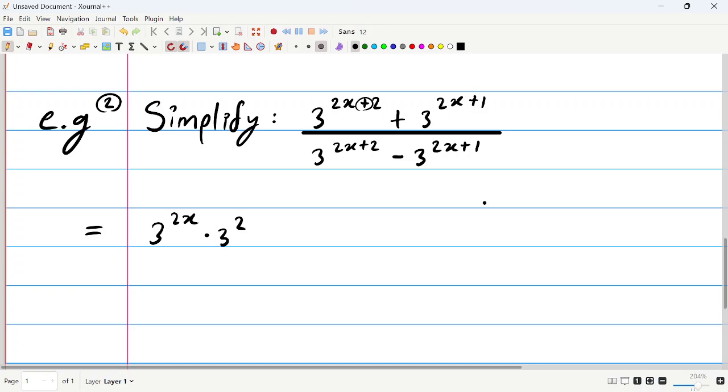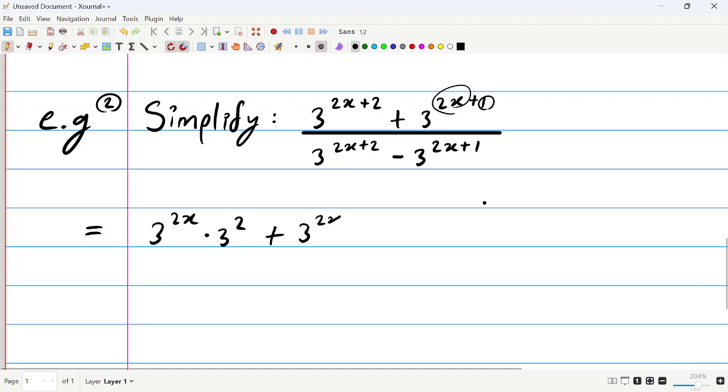If we had a minus sign, we would say 3 to the power of 2x divided by 3 to the power of 2, but we have a plus sign, so we are multiplying it. Okay, so this is added to 3 to the power of, now for this one we have 2x plus 1, so therefore we are just going to say 3 to the power of 2x multiplied by 3 to the power of 1. Okay, so we're just going to keep using that exponential law to answer this question.